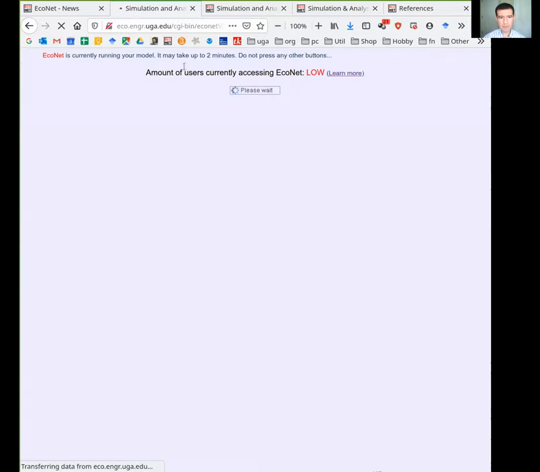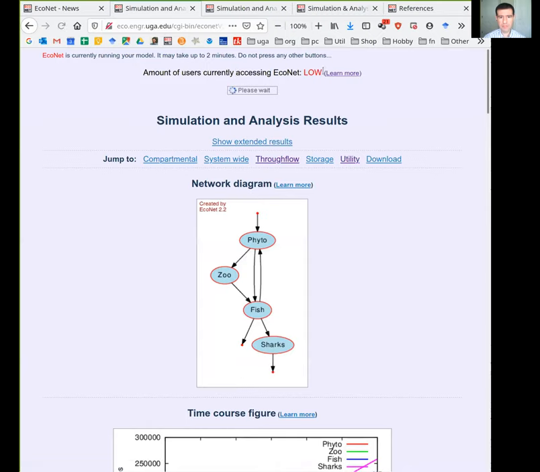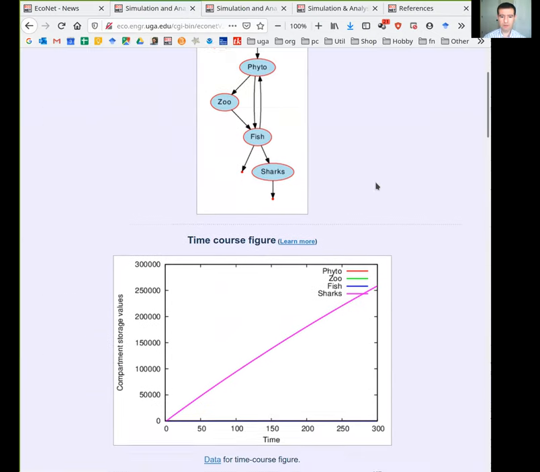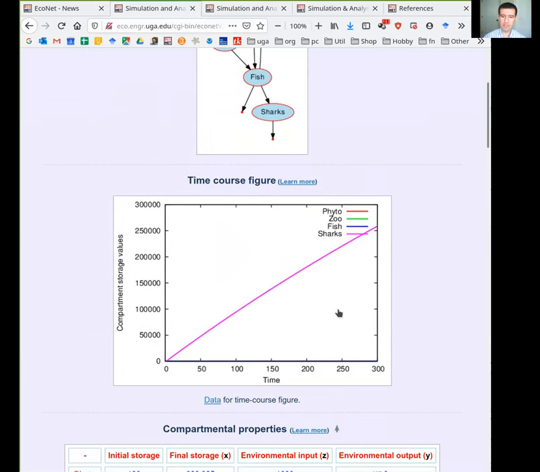And okay, so here it says amount of users currently accessing the internet: low. Low means that everybody gets a computing core node. But if any node is shared, it'll show medium. And if everybody is sharing the node, it'll show high. So you can see how heavily Econet is being utilized. Okay, so that's the reason.